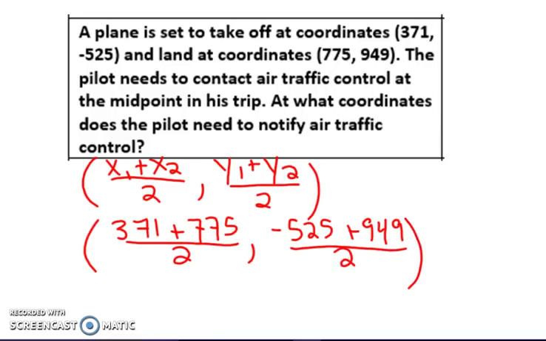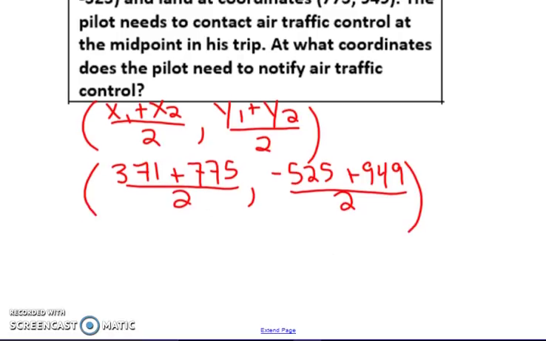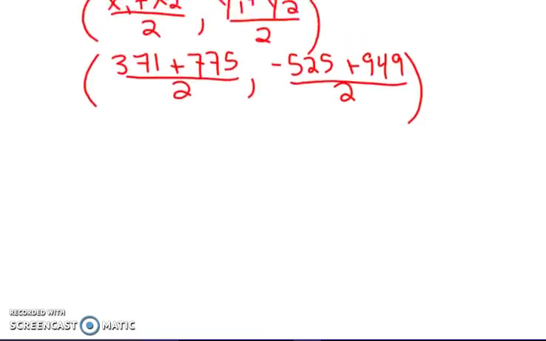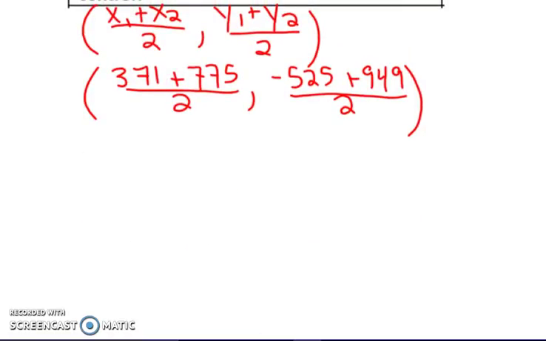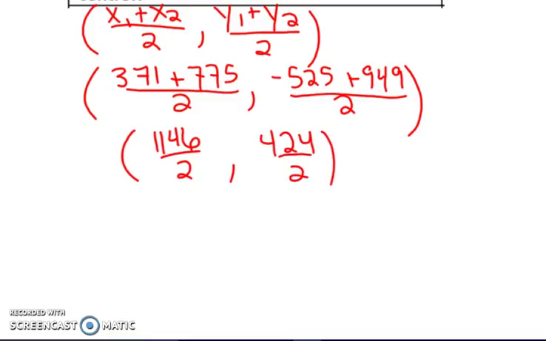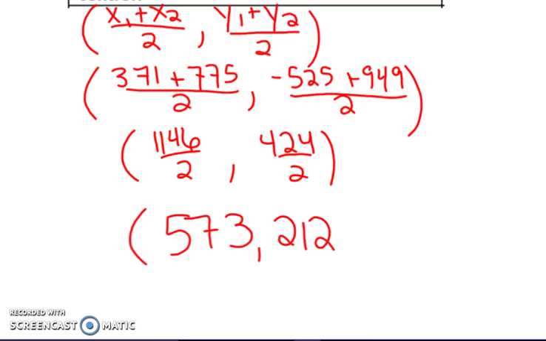over 2. And it's weird when we talk about planes that we say negative 525, but think of a plane when they're traveling as a coordinate grid. They have to have a starting point on their coordinate grid to know where they're going, so this just means they're going to the left of it. This becomes 1146 over 2 and 424 over 2. So our midpoint is (573, 212). And that is halfway through the pilot's journey, and that's when he should let air traffic control know.